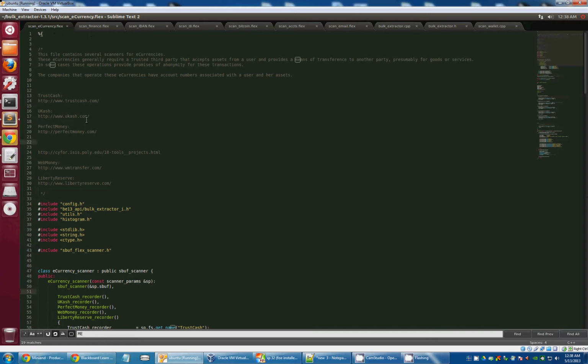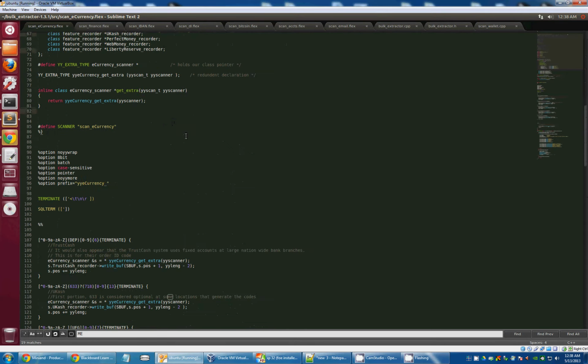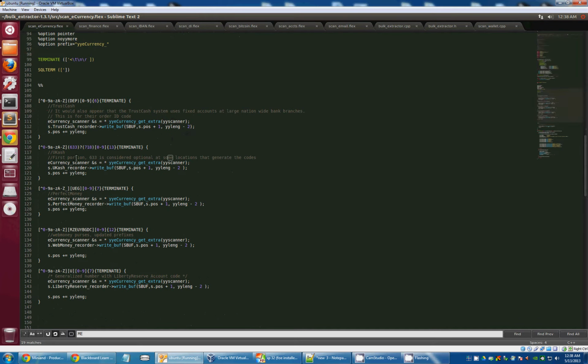Under the e-currency category is where we're listing these less traditional, quote unquote, trusted third party means for transferring money: Trust Cash, Ucash, Perfect Money, WebMoney, and Liberty Reserve. These two were done previously by another NYU Poly student. These three are new, and these had some updates. I'll go over those in a sec. As you can see, some of these have unique characteristics. Ucash has a fixed format, like a header. Same thing for Perfect Money and WebMoney.